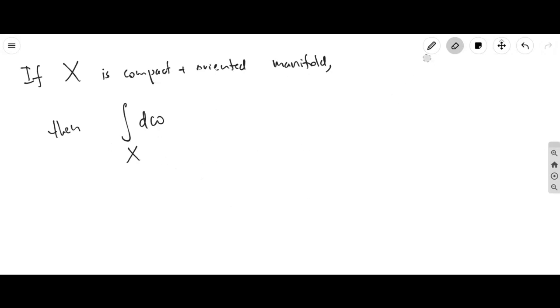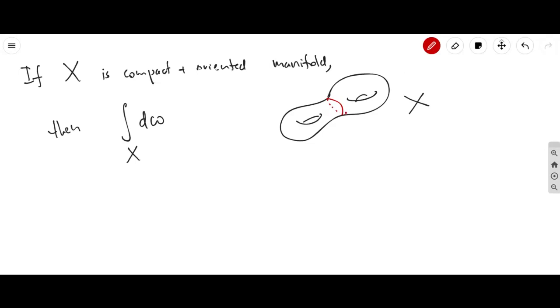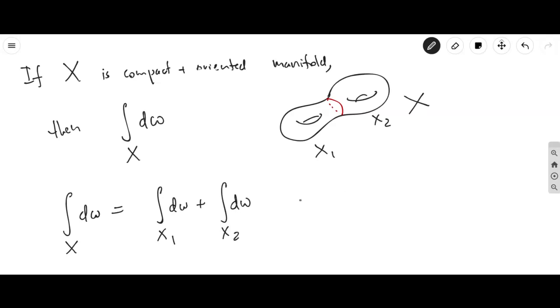So if that bothers you, what you can do is, let's say this was your manifold. Let's say this was X. Then here's what you can do. You can cut X, let's say, into two pieces. Call this X1, you call that X2. And then you would say that the integral over X of dω would be the integral over X1 of dω plus the integral over X2 of dω. Now, you might be bothered by this statement.